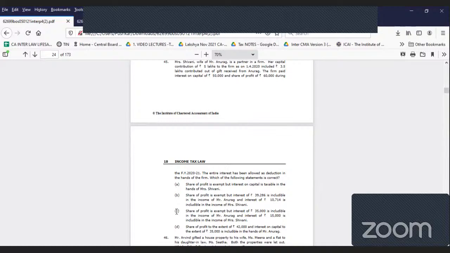कितना गया? उसके हाथ में 1.5 लाख तक का जाएगा और बाकी का 3.5 लाख अनुराग के हाथ में जाएगा. तो 50,000 में से 35,000 जो आएंगे वो अनुराग के टैक्सेबल होंगे और बैलेंस शिवानी का. सी ऑप्शन. The firm paid interest on capital of 50,000.